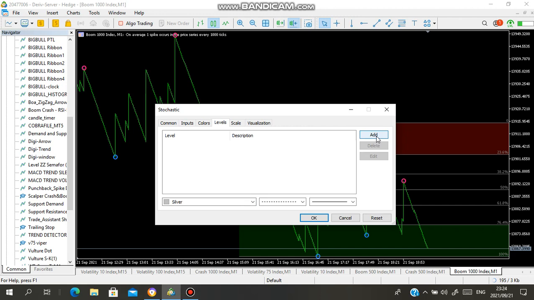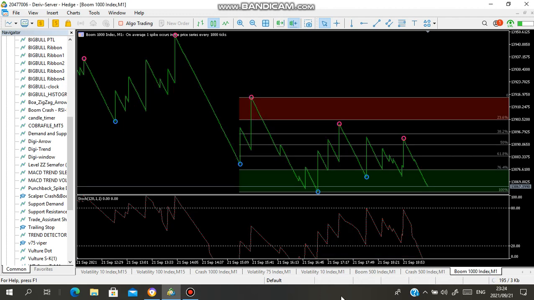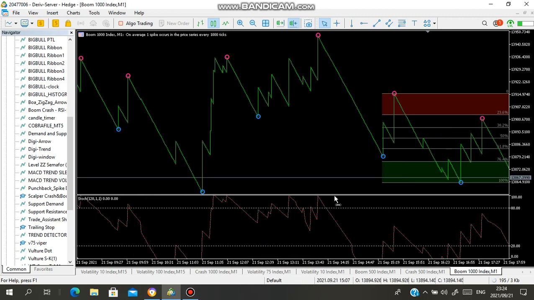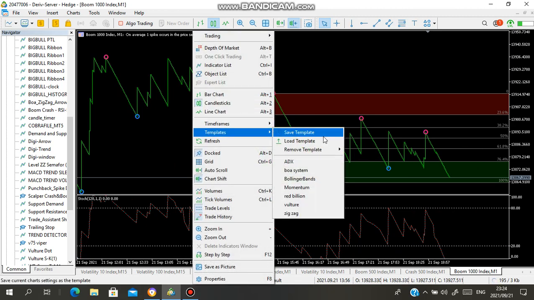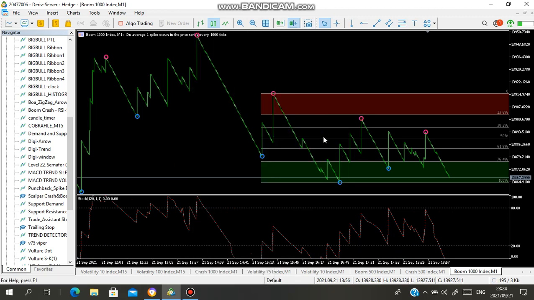Let me just add some levels. 90 and 10. Okay, I'm just going to make this a bit thicker so that you can see what you're doing. And when it comes to other stuff, you do not add anything. Okay, so this is how it's going to look like. Now every time when you get the signal, let me just save this template so I can show you guys how to use it on Crash 1000 as well.